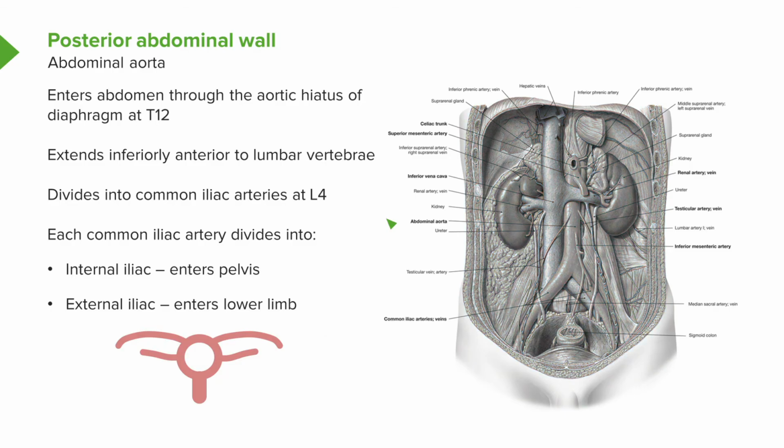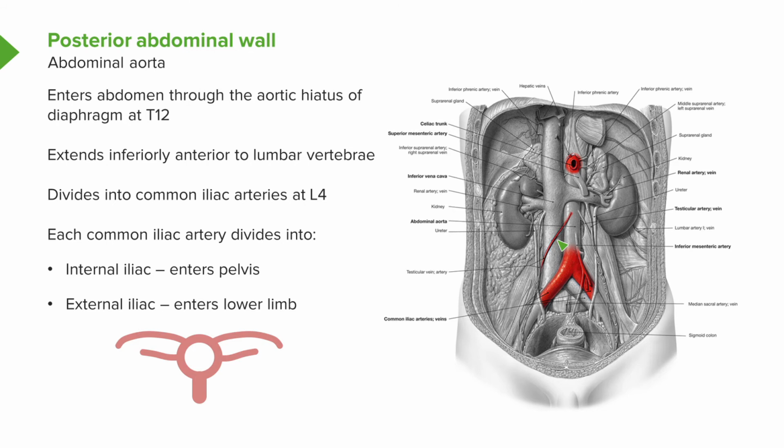So the aorta, we can see, passes through the aortic hiatus at about T12. We can see that it extends inferiorly, immediately anterior to the lumbar vertebrae. And then it divides at about L4, this region here, into two common iliac arteries. Divides into two common iliac arteries. The external iliac goes to supply the lower limb, and the internal iliac, which we'll talk more about in future lectures, enters the pelvis.